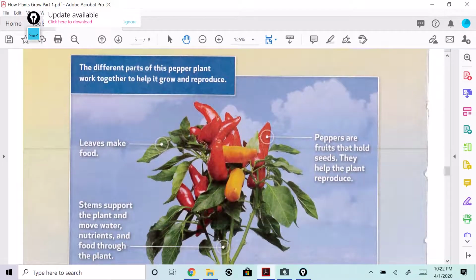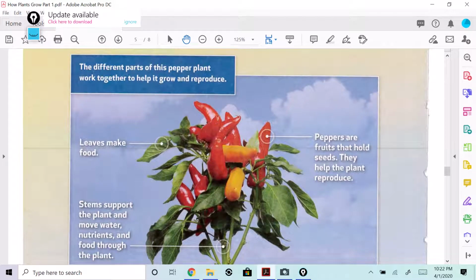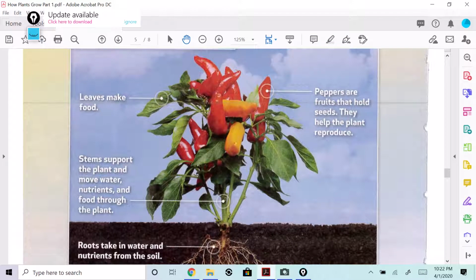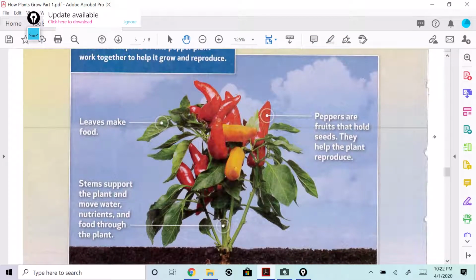So the different parts of this pepper plant work together to help it grow and reproduce. So let's look at these different plants. Leaves make food through what? Photosynthesis. The sun hits it, and they use the sunlight to create food. Peppers are fruits that hold seeds. They help the plant reproduce. Peppers are a fruit because the seeds are inside, by the way. When that falls to the ground and rots, the seeds fall out and create new plants, right?